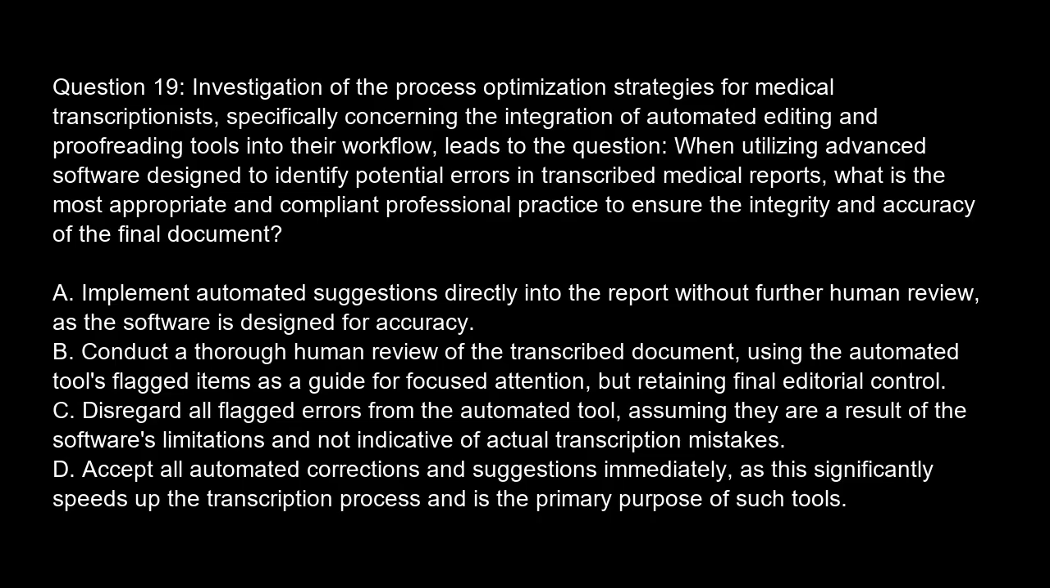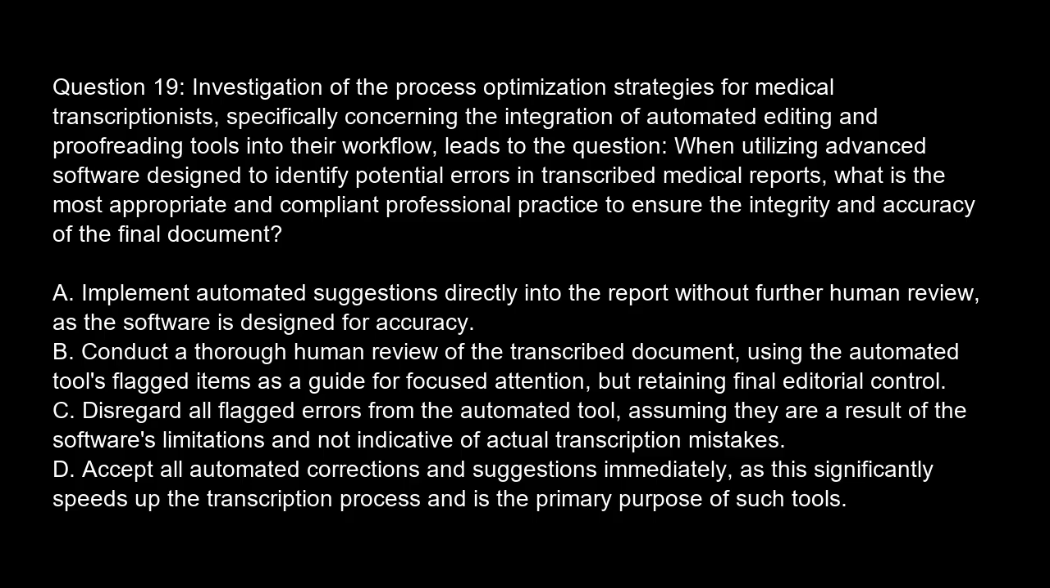Question 19. Investigation of the process optimization strategies for medical transcriptionists, specifically concerning the integration of automated editing and proofreading tools into their workflow, leads to the question: when utilizing advanced software designed to identify potential errors in transcribed medical reports, what is the most appropriate and compliant professional practice to ensure the integrity and accuracy of the final document?